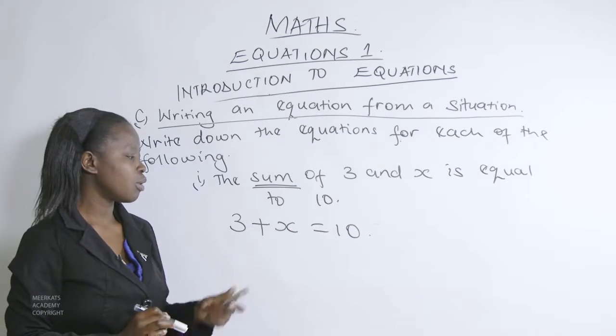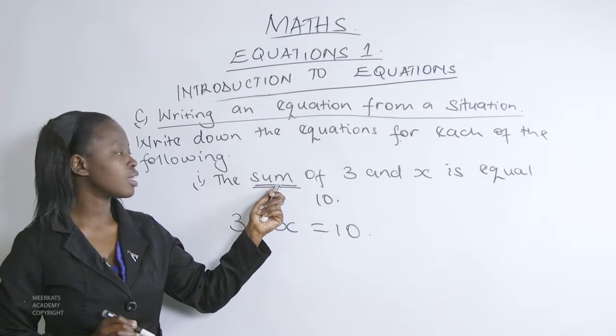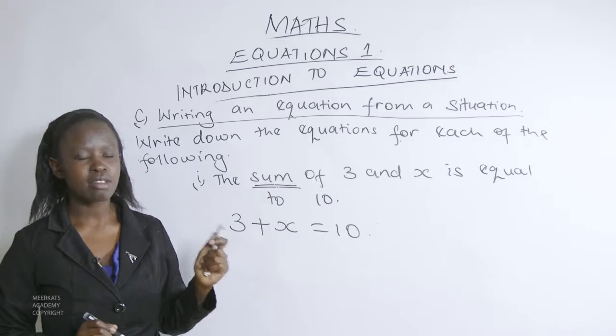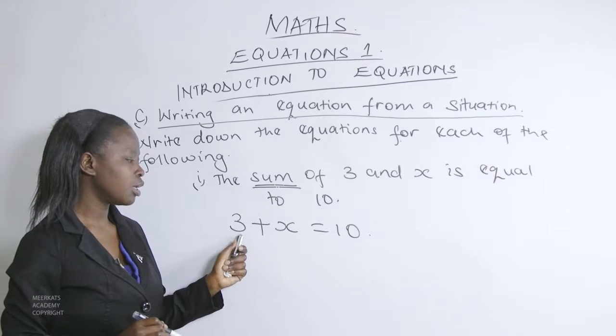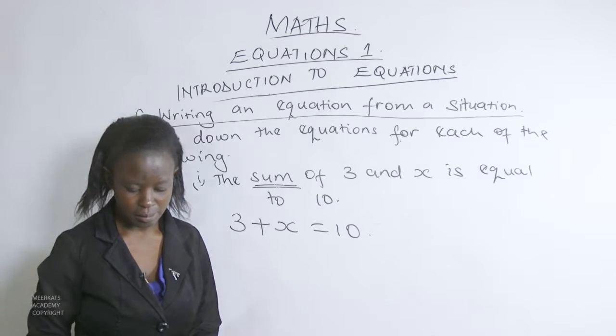We are coming up with this equation because the situation is telling us that it is the sum, and sum means we add. So we have 3 plus x will be equal to 10.